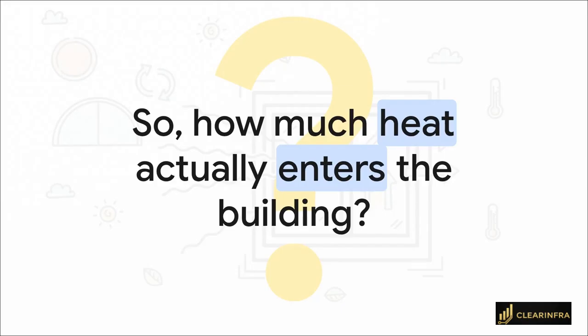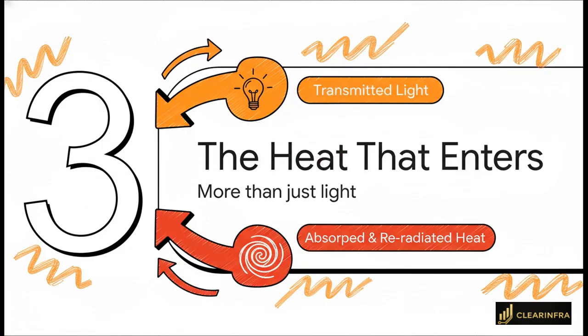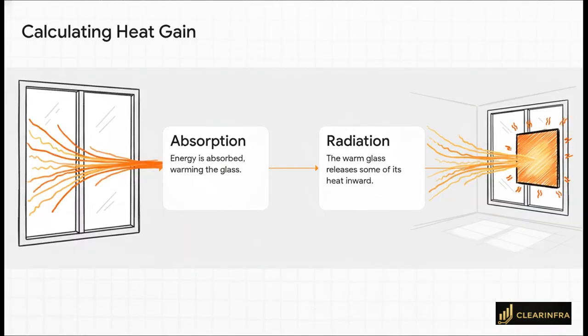So, okay, we've got these 3 pathways, right? Reflection, absorption, and transmission. But that brings up a really important question. When you add it all up, how much of that original solar energy actually ends up inside the building as heat? Well, the answer to that question is a little more interesting than just measuring the light that passes through. The total amount of heat that enters the building is actually a combination of 2 of those pathways we just talked about. Let's break this down.